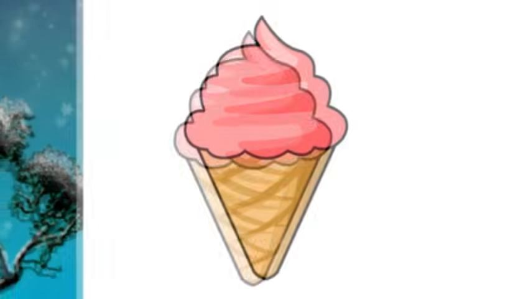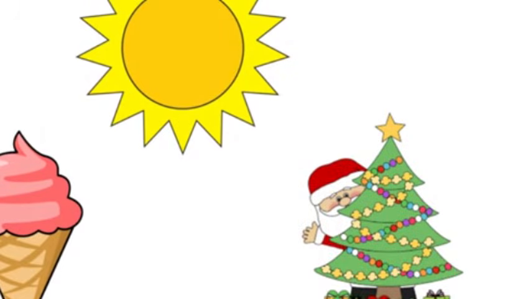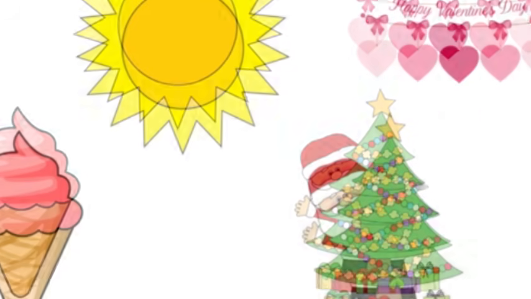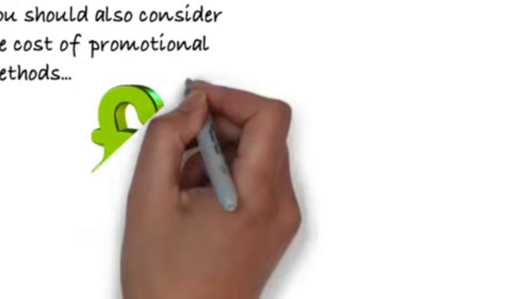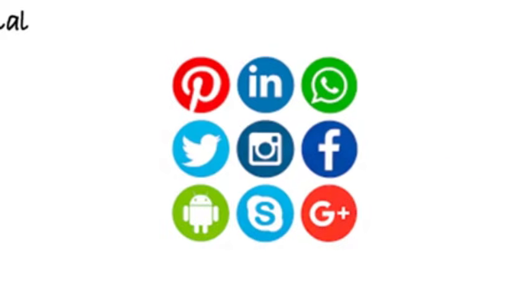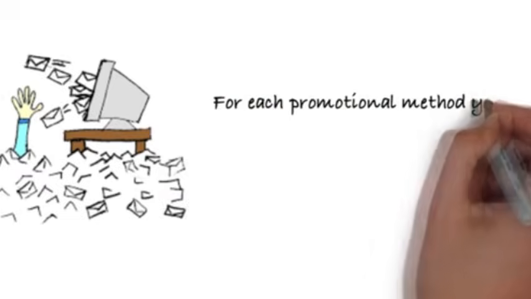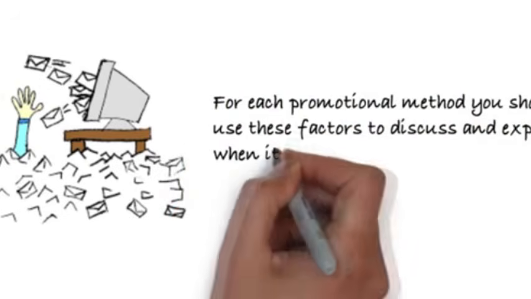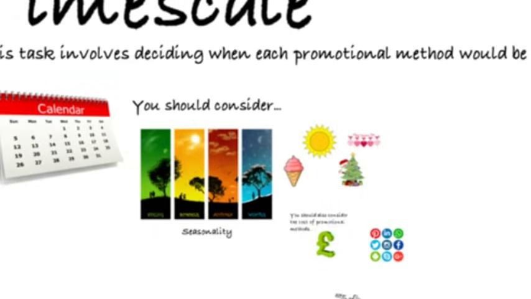For example, ice cream is particularly popular in the summer, but might also be popular around festivities like Christmas and Valentine's Day. You should also consider the cost of promotional methods. It may not be realistic to use expensive methods all year round, but cheaper options like social media could be used more frequently. You could also consider how annoying it may be for customers to receive too frequent promotion, such as weekly leafleting or daily emails. For each promotional method, you should use these factors to discuss and explain when it would be most effective and how frequently the method should be used.